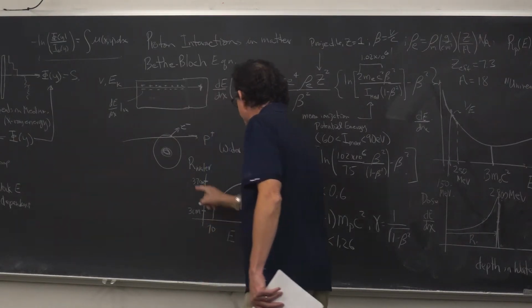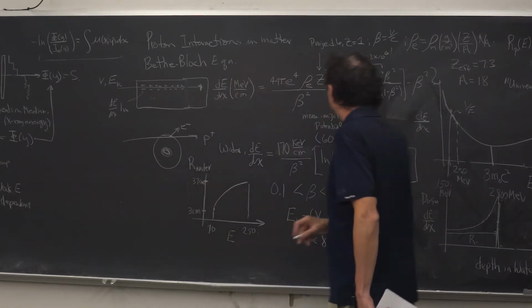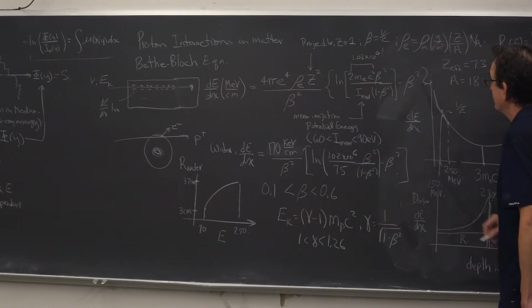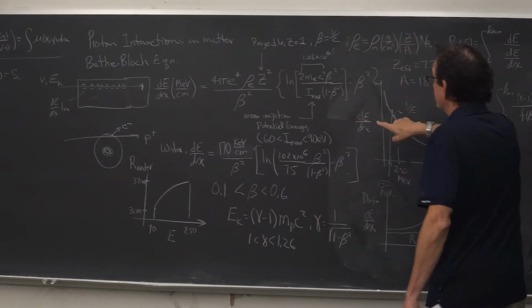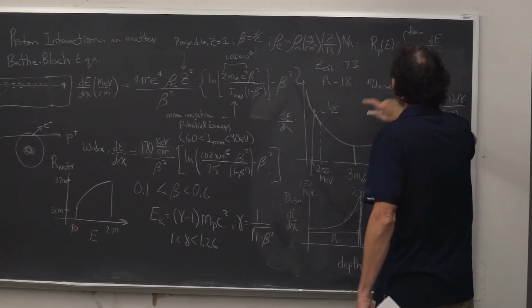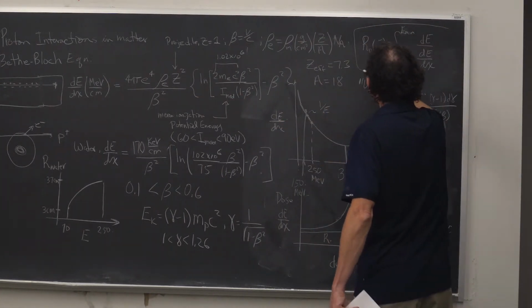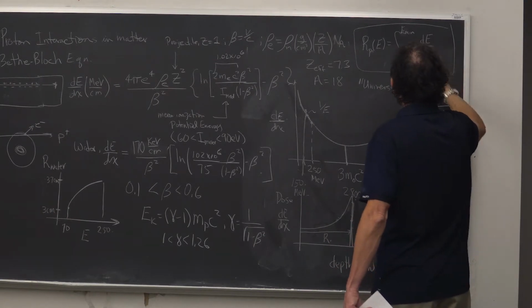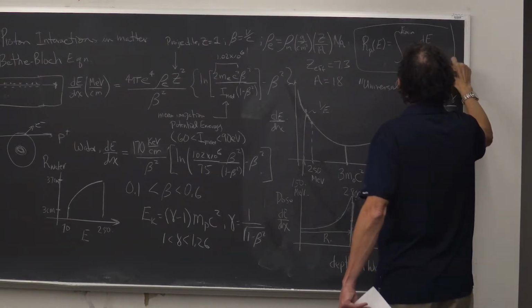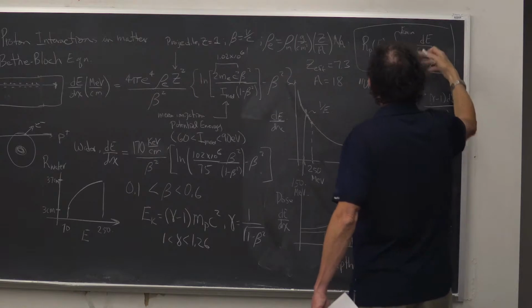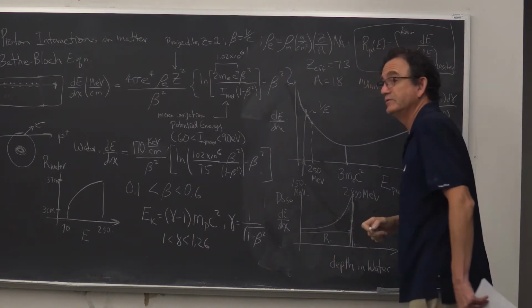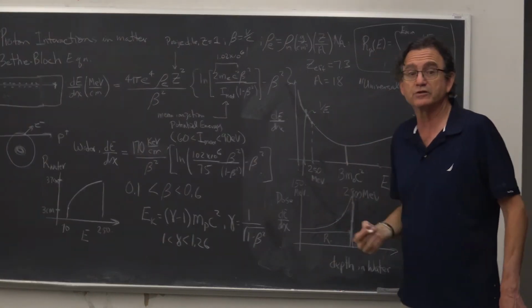And I get this curve, R versus E, by integrating this function, or 1 over this function. So here's my dE/dx. This is the integral that I'm going to evaluate. This is dE/dx of water, and I am going to plug this in and calculate down to some value of energy close to 0.